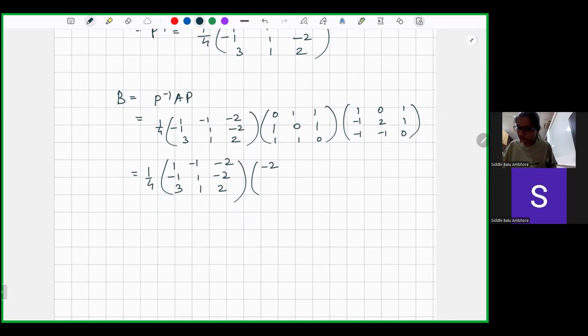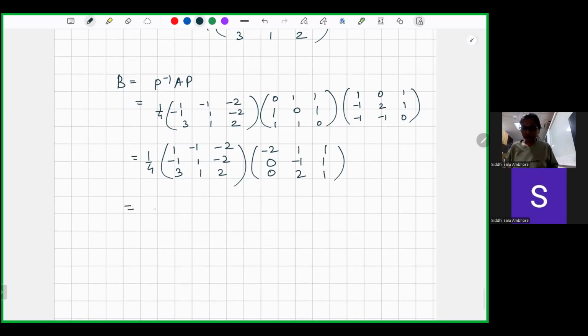Minus 2, 1, 1. This is 0, minus 1, 1, 0, 2, 1. Okay, and finally this one. It is minus 2. So minus 2, 1 plus 1, minus 4. So 2 minus 4 will be minus 2.